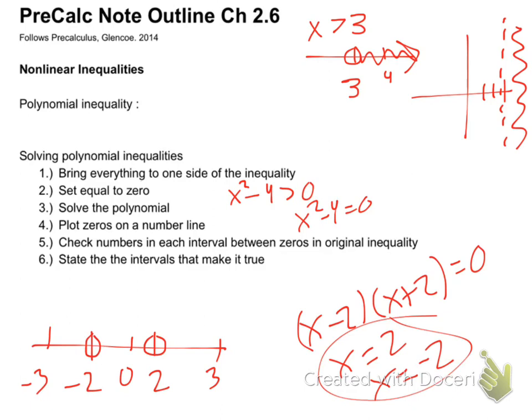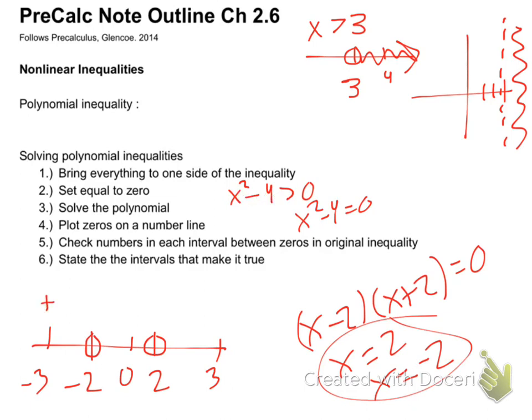So now, when I check my numbers, I want to say which ones make the inequality true. So check the numbers in each interval between the zeros of the original inequality to see which ones are true. When I check them, I'm looking for the sign. Which ones are positive, which ones are negative. So if I put -3 into our problem, -3 squared is 9, 9 minus 4 is 5.